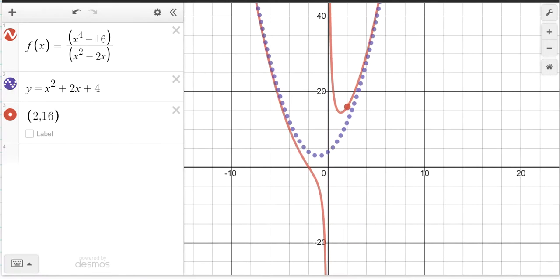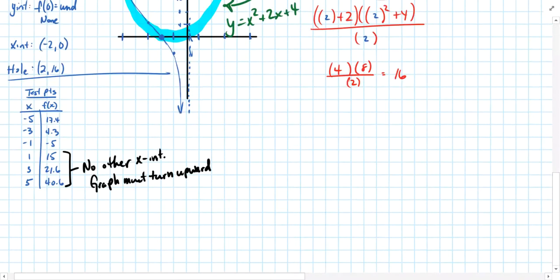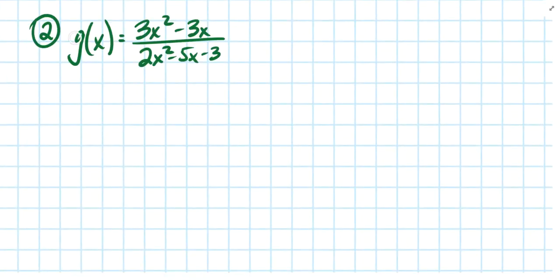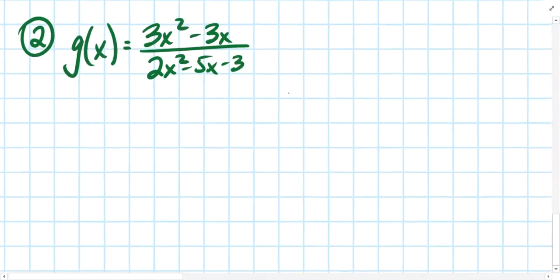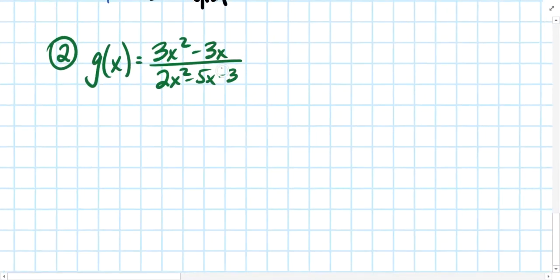So that was fun. Let's try another one. In example number 2, I'm going to call this one g of x so that when I graph it on Desmos, it won't compete with the other function f of x. But we've got 3x squared minus 3x over 2x squared minus 5x minus 3. So I'm going to perform the same analysis as I did before. Look for the horizontal and vertical asymptotes and slanted asymptotes if they exist. We can locate our intercepts as well as any other key data points and try to sketch this graph.